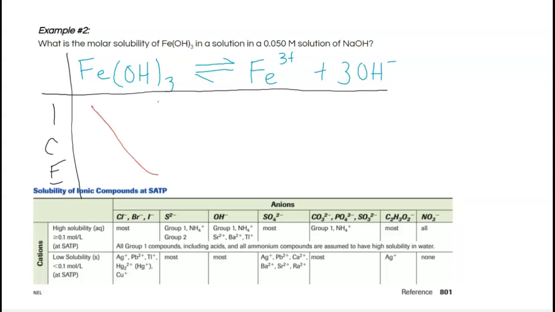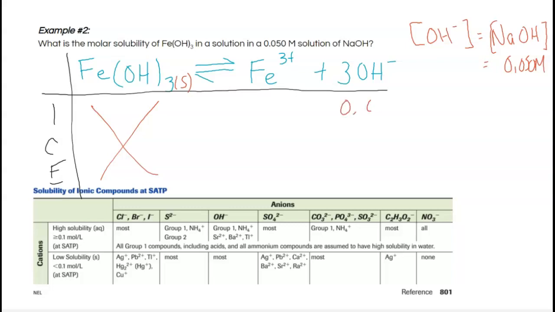And I know that because my iron 3 hydroxide is a solid, it's not going to have a change in concentration. Now what I'm going to do is focus in on my NaOH. So over on the side here, I know that my concentration of hydroxide initially is going to be the same as the concentration of the sodium hydroxide that was added. In this case, that is 0.050 moles per liter. So that allows me to know that at the onset, before any iron 3 hydroxide dissolves at all, I am going to have this concentration of sodium hydroxide present.